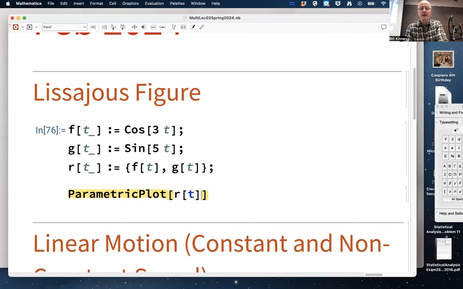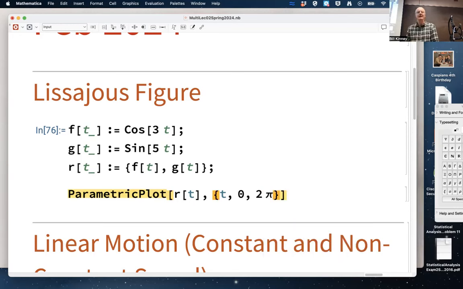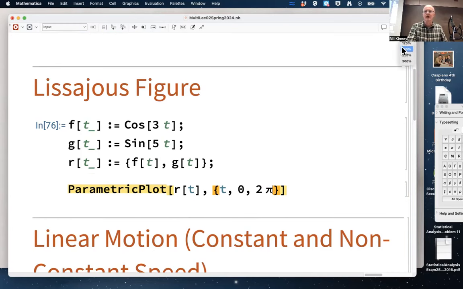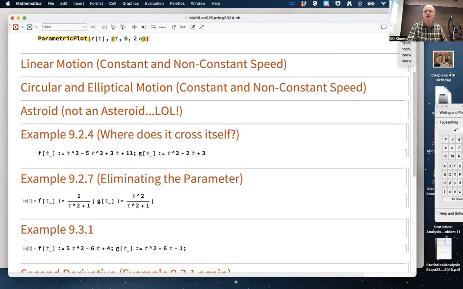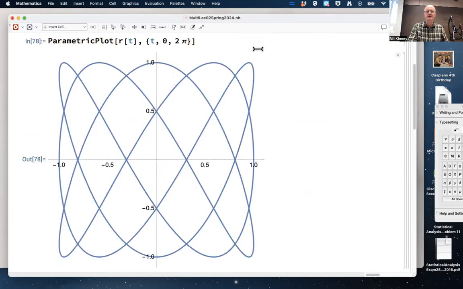I can type the r of t here like this, put a comma, then a range of values for t like 0 to 2 pi. I can make the number pi by typing Pi with a capital P. That's probably fastest. Or what's more fun, escape, p, escape to make a fancy looking pi. Okay, so this is going to make a plot of this parametric curve. When you enter it, here it is, boom. That's the Lissajous curve.